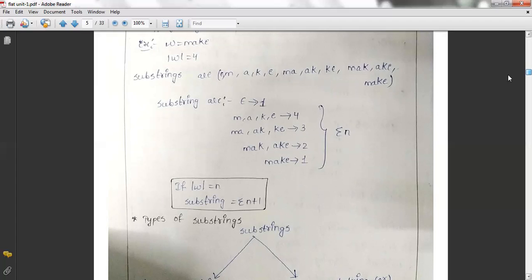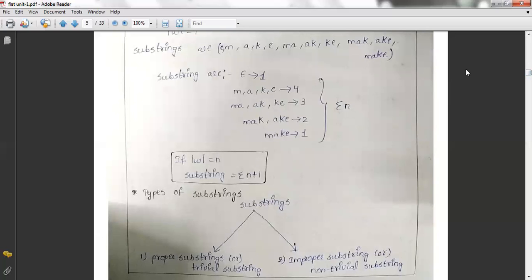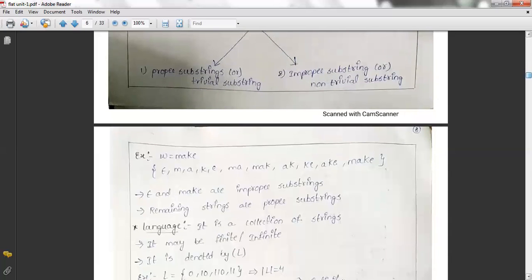So in the above example, what we have taken here: epsilon is one substring, and M, A, K, E, MA, AK, KE and so on, all these are the substrings which we have taken, no? So when the length of the string is n, the number of substrings is the sum of n plus 1. Okay. So that is substring here. The types of substrings will also be there: the proper substrings and improper substrings, the trivial substrings and the non-trivial substrings here.